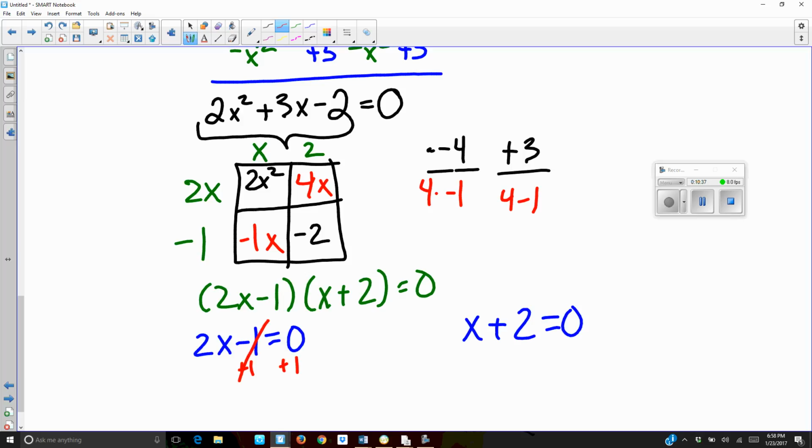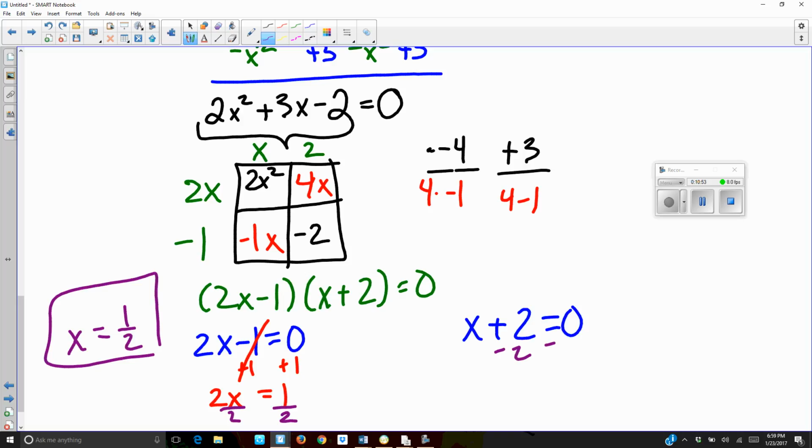Add 1 to both sides. So we get 2x equals 1. Divide both sides by 2. You're going to get 1/2, or 0.5. And negative 2 is the other answer.